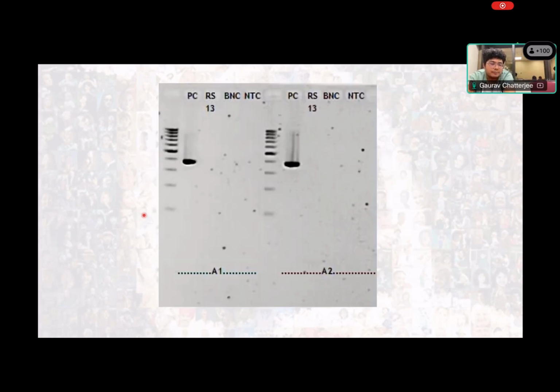Okay, so we went ahead and did our PCR as well. You can see this is the positive control, a known case, and this is our patient. So there is no band here. So what is the interpretation of PCR? Negative. Very good. So FISH negative, PCR negative. Still stick to the diagnosis of APML, or do you want to change?